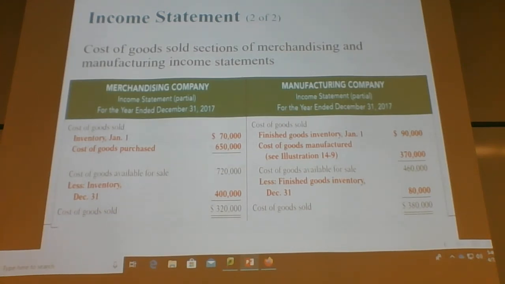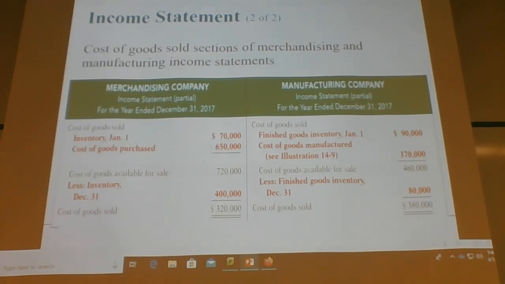We basically looked at this on the prior slide, but I want you to focus over here on the right side. For a manufacturing company, we've got our finished goods inventory at the beginning of the year, plus our cost of goods manufactured of $370,000. Now they say see illustration 14.9. Don't worry about that. I'm going to show you how we got to the $370,000.